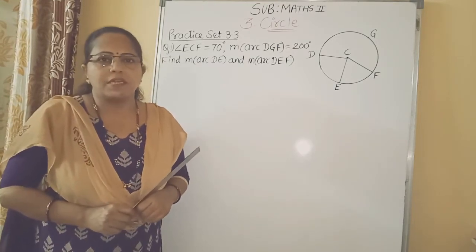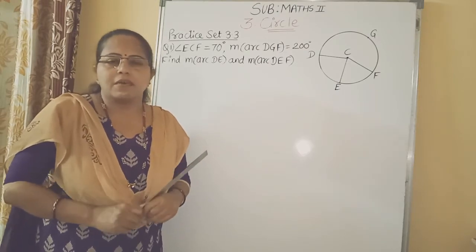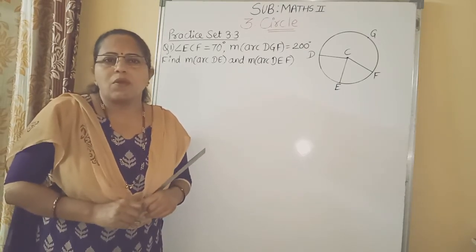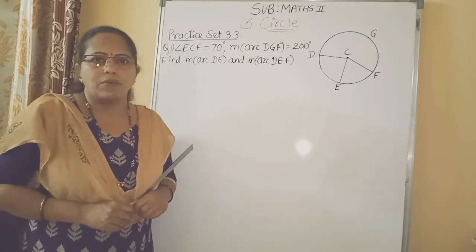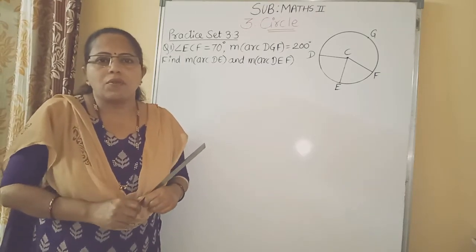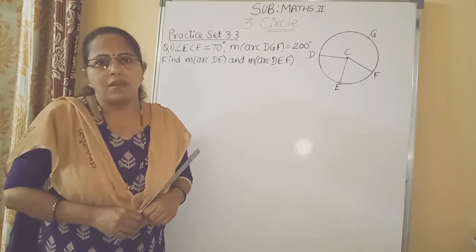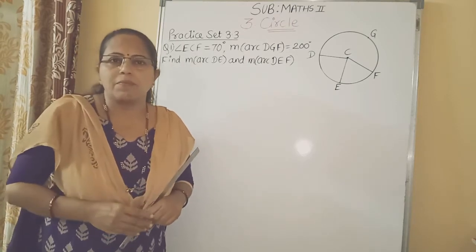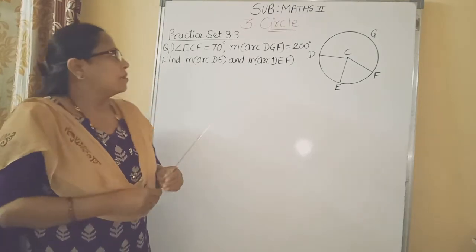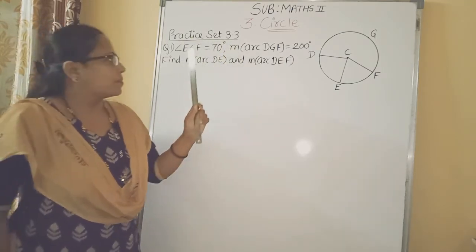Then we studied two theorems: in a circle, the congruent chords corresponding to congruent arcs are congruent, and congruent arcs corresponding to congruent chords are congruent. Now, using these theorems and the measure of minor arc concept, let us solve practice set 3.3.